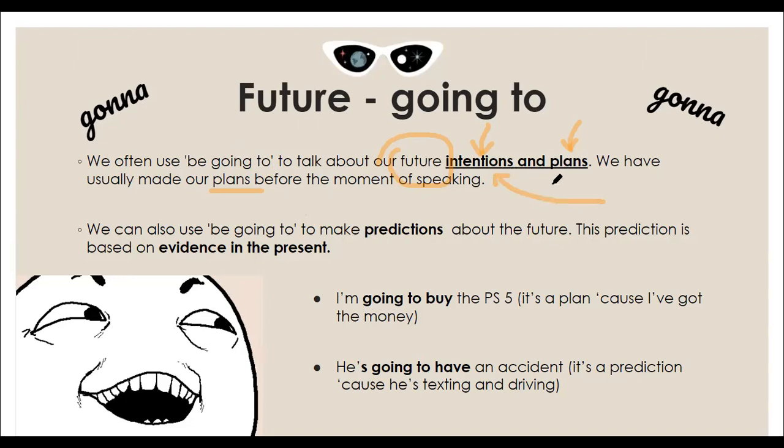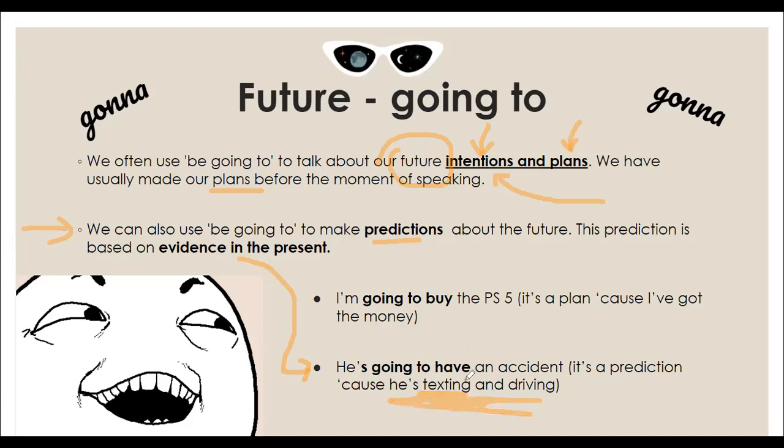I'm going to buy a PlayStation 5. So that's my intention to do. Another use of "going to" is to talk about predictions, okay? And we use it when we have evidence in the present. So for example, here we have, he's going to have an accident. And the evidence is because he is texting and driving. So he's using the phone and he's driving. So my prediction, based on the evidence that he is texting, is that he's going to have an accident.